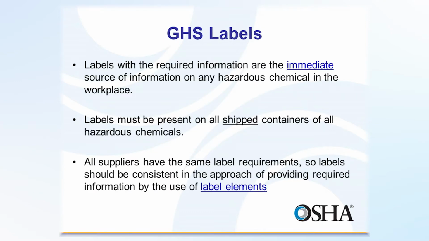GHS labels. Labels with the required information are the immediate source of information on any hazardous chemical in the workplace. Labels must be present on all shipped containers of all hazardous chemicals. All suppliers have the same label requirements, so labels should be consistent in the approach of providing required information by the use of label elements.